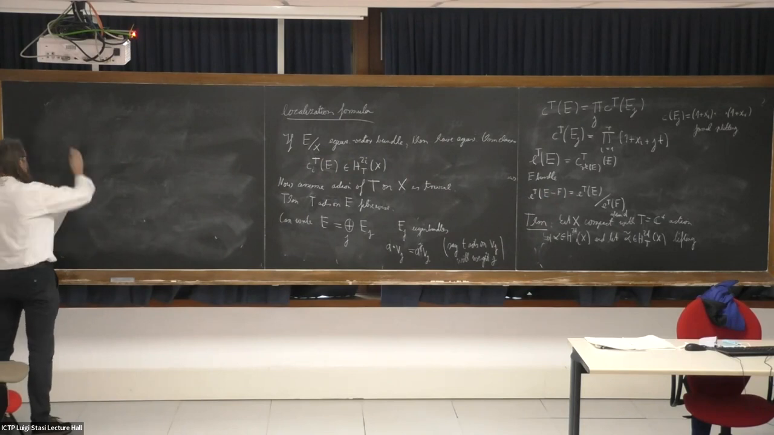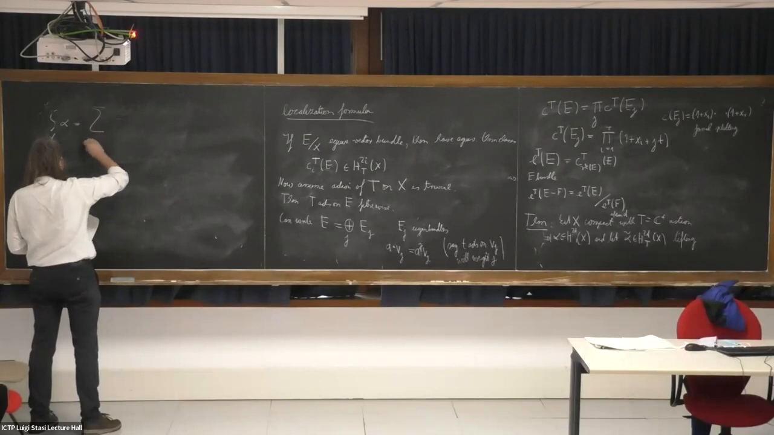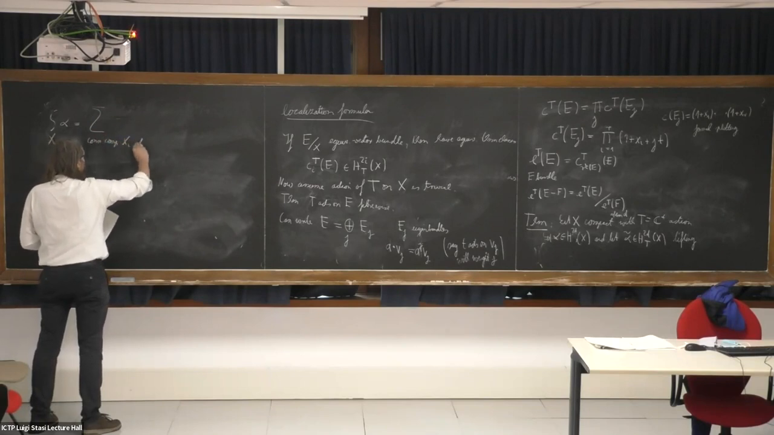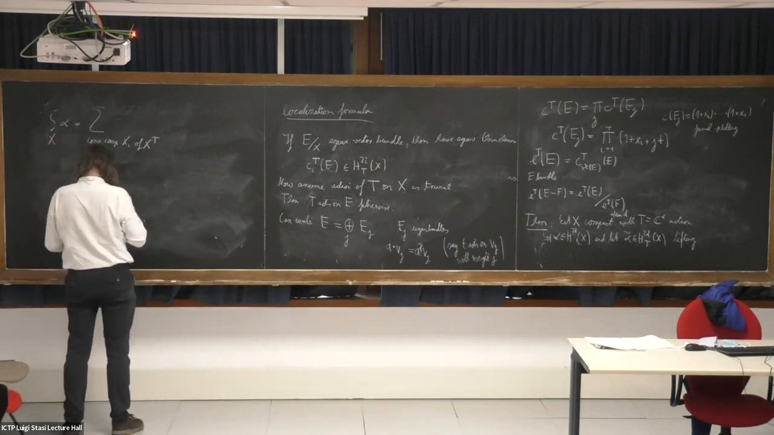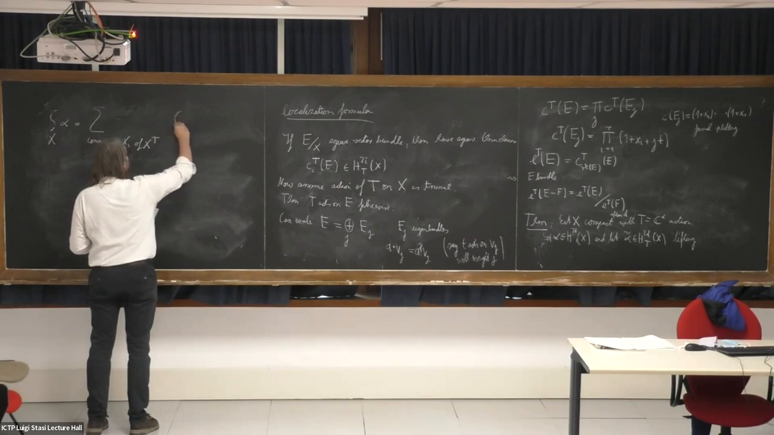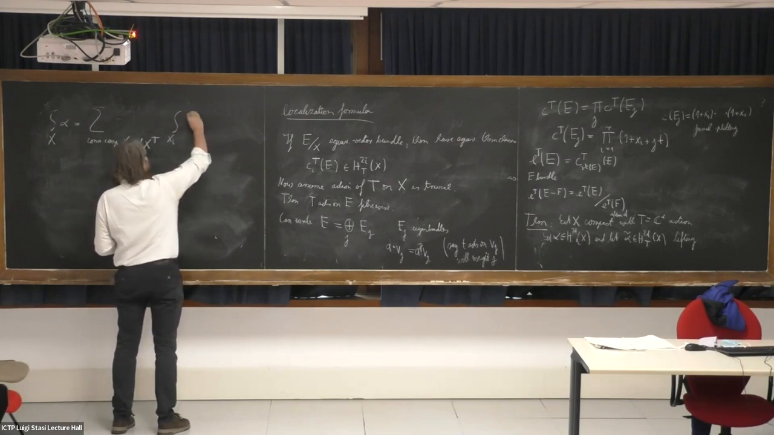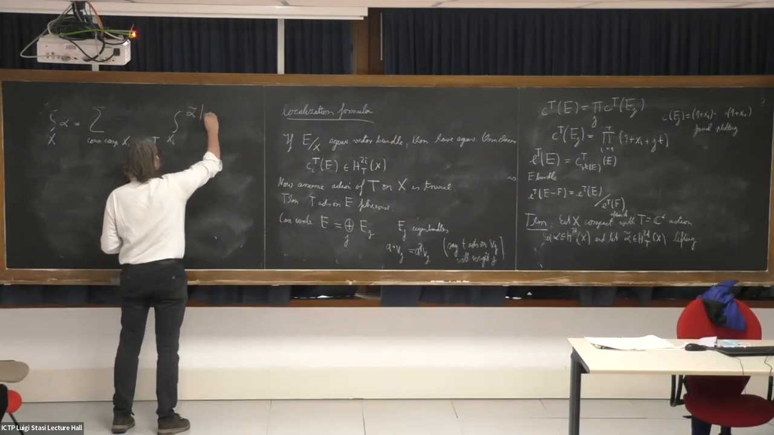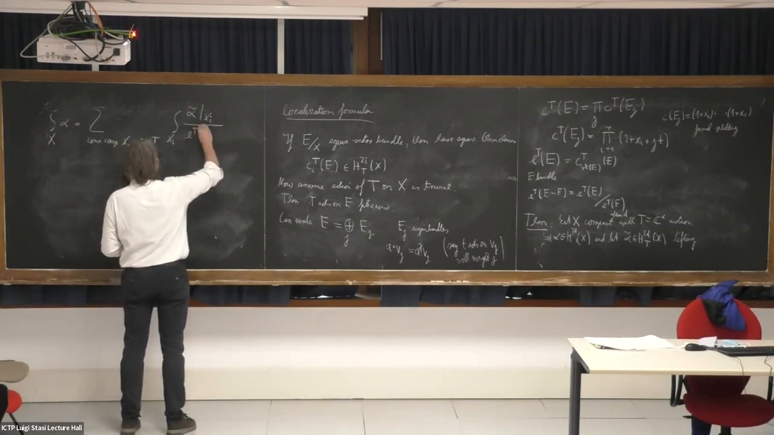Anyway, the statement is that if I take one to evaluate on X plus alpha, then I can instead sum over all the fixed point loci, the connected components Xi of the fixed point locus. And then I integrate over the fixed point locus the restriction of alpha tilde to Xi, divided by the Euler class of the normal bundle.